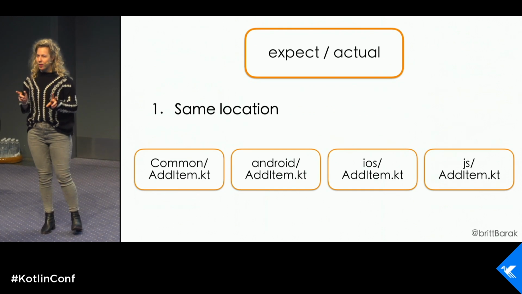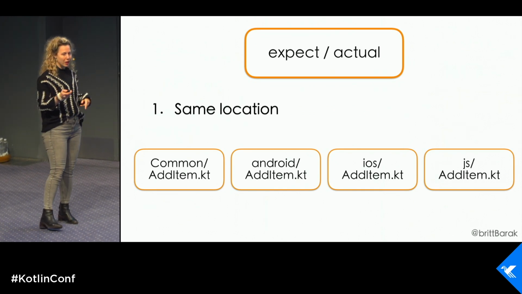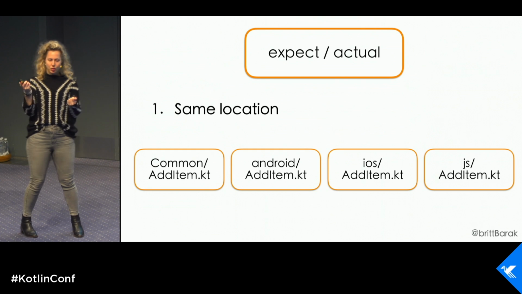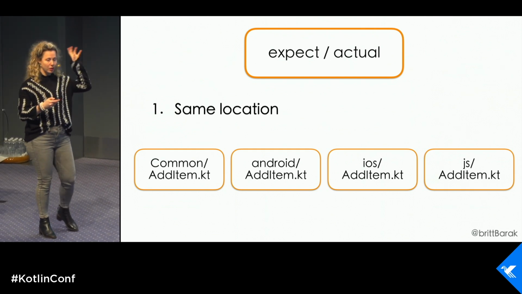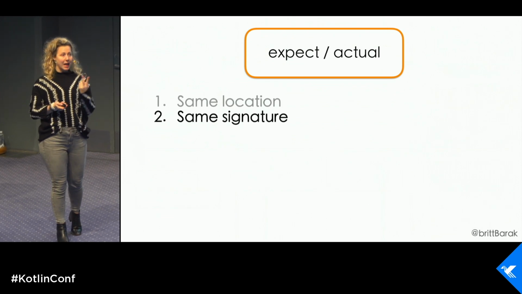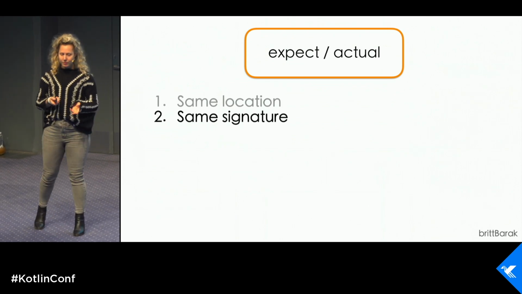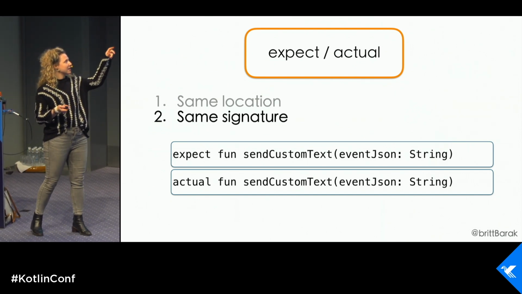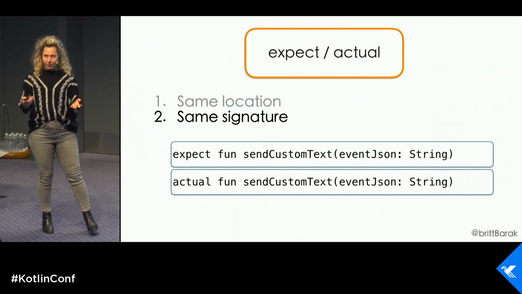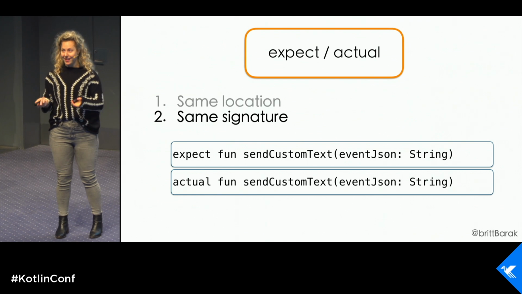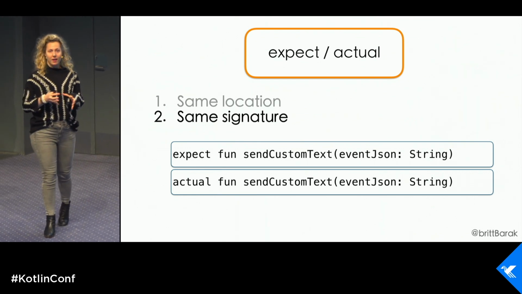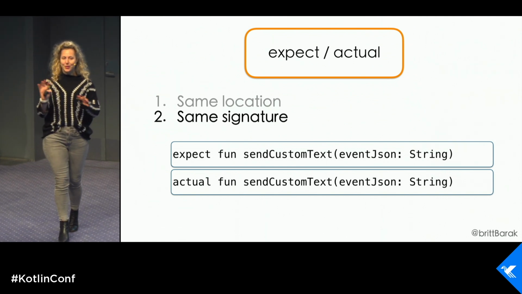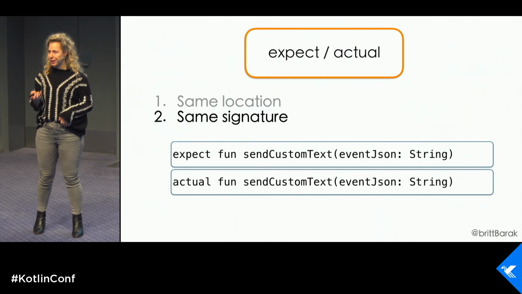So the most important things here to remember are two things. One, you have to use the same location when you use the expect and actual in the different directories, so in the common and in the different targets. And the second thing, to use the same signature. It means that here it was easy for us to do because the parameter here is a string. So all of the platforms know what a string is and that they can use the string. If you need to use an object, a different object, if it's Kotlin and you can do it in the common code with platform agnostic, it's all good.